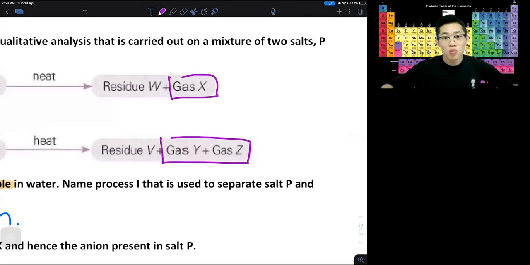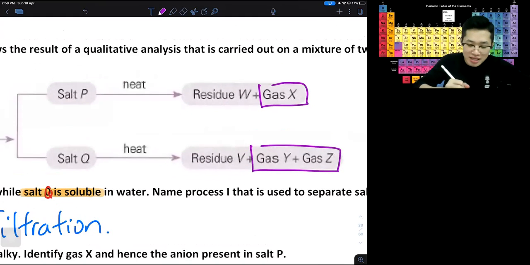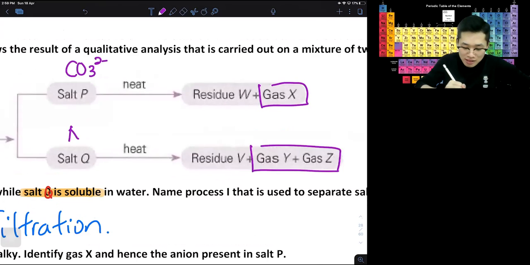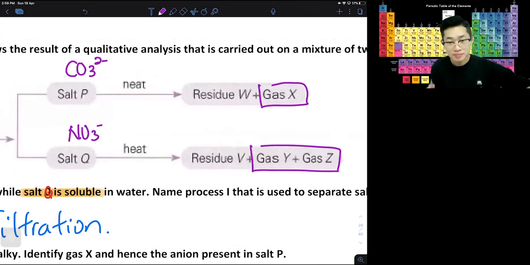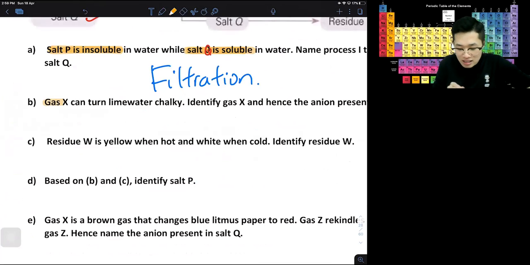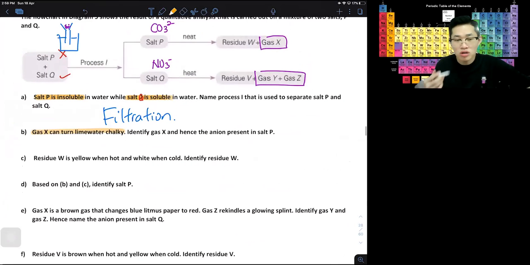Okay. So one gas and two gases. One gas, we know that must be carbonate. And when we see two gases, it must be the nitrate. Now, question B. Gas X can turn lime water chalky. This one's so easy. Lime water chalky must be carbon dioxide. They say gas X is carbon dioxide.